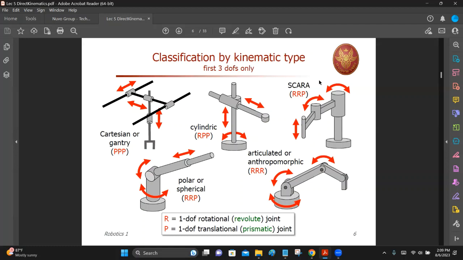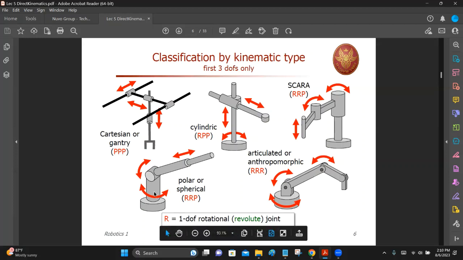This one is the SCARA manipulator. There you can see 3 vertical axis joints. First 2 are rotary. Third one is prismatic. It goes up and down. These 2 are rotary. So by changing the nature of the joints from prismatic to rotary, you get very different motions, right?